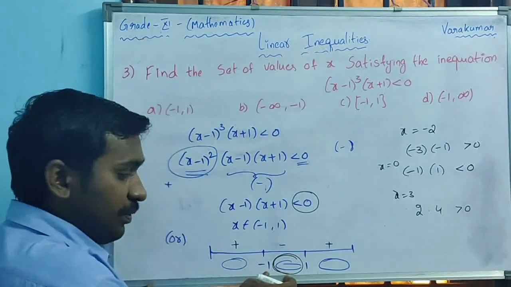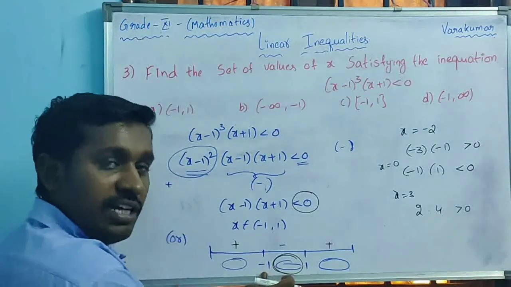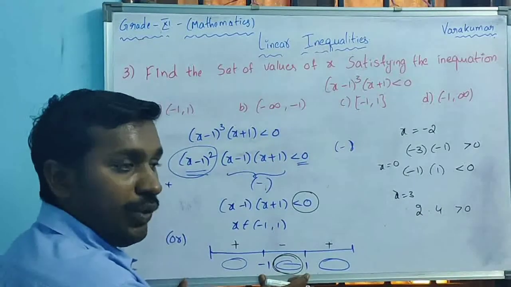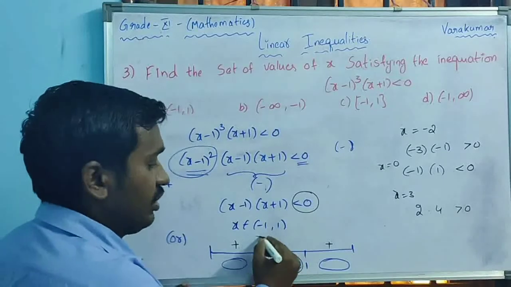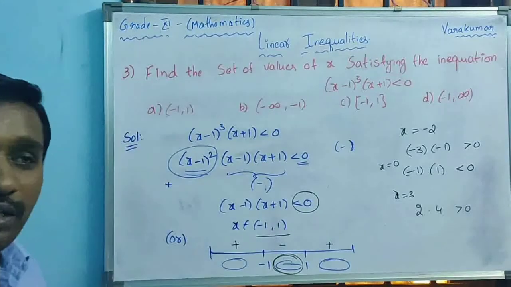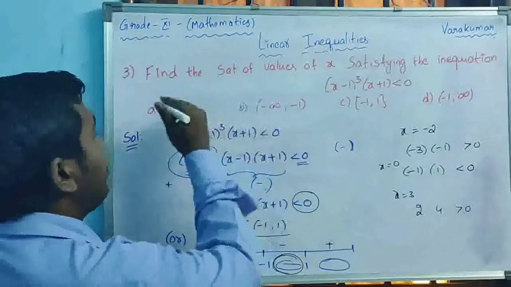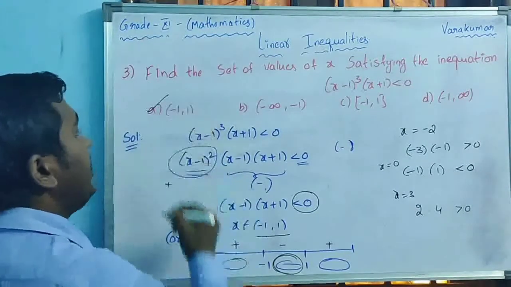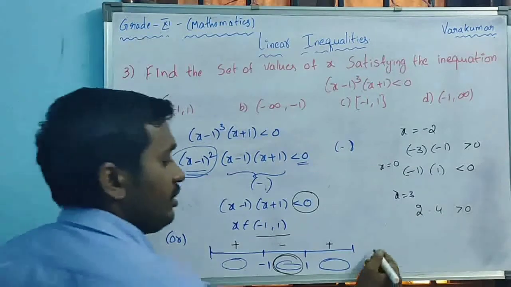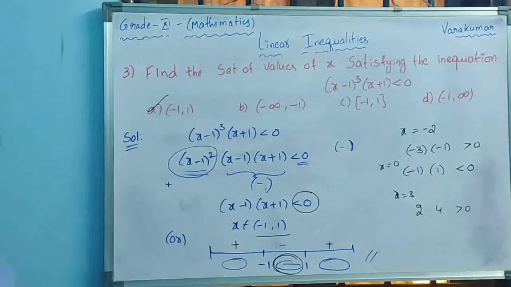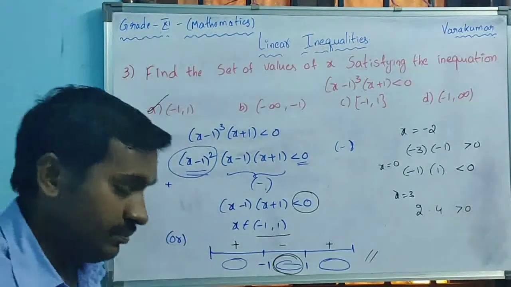So here also it is proved that x belongs to the interval minus 1 comma 1. Here it is only less than, so I am using open brackets. So x belongs to minus 1 comma 1. From these 4 options, minus 1 comma 1 is the required answer. So this completes the solution.